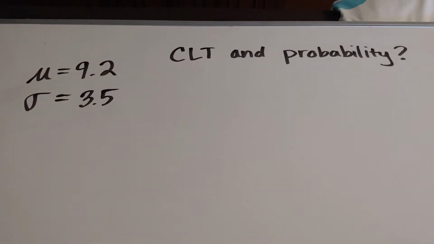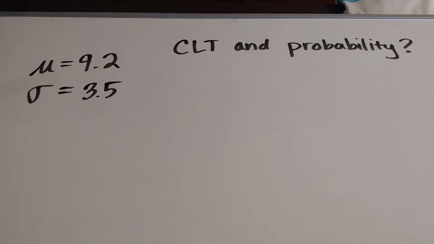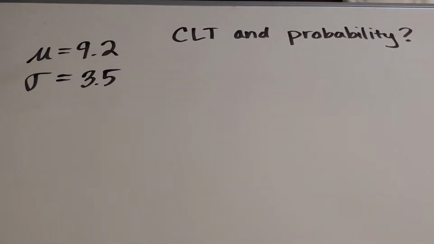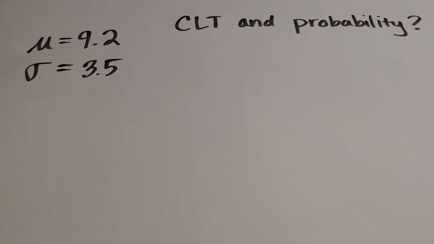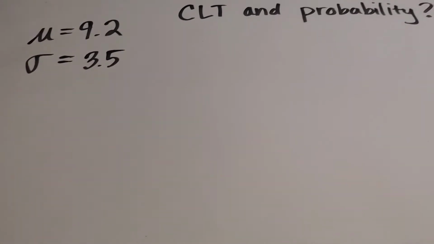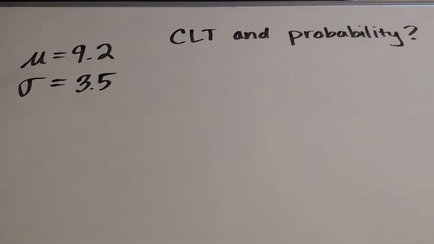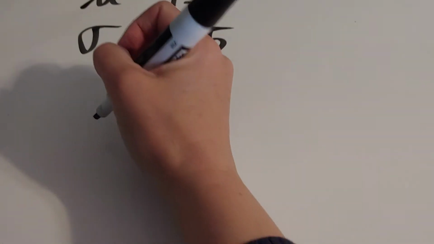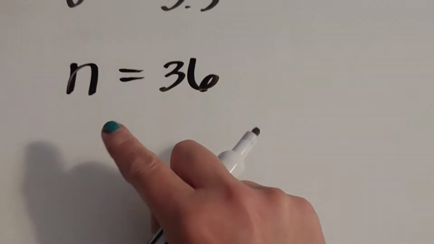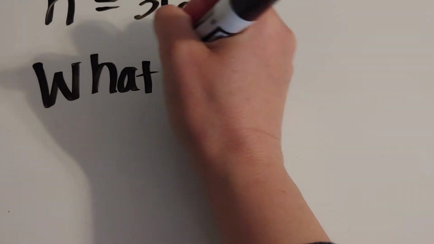All right, moving right along, we're going to talk about the central limit theorem and calculating probability, or the likelihood that something's going to happen. Let's say that in our previous problem about Netflix shows, we knew that the population mean was 9.2 Netflix shows that people binge watched, and the standard deviation was 3.5 shows. Maybe somebody comes along and says, all right, we're going to sample 36 people.